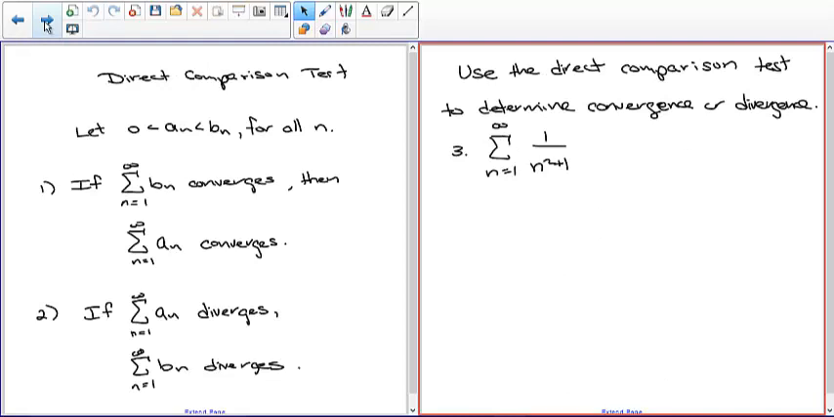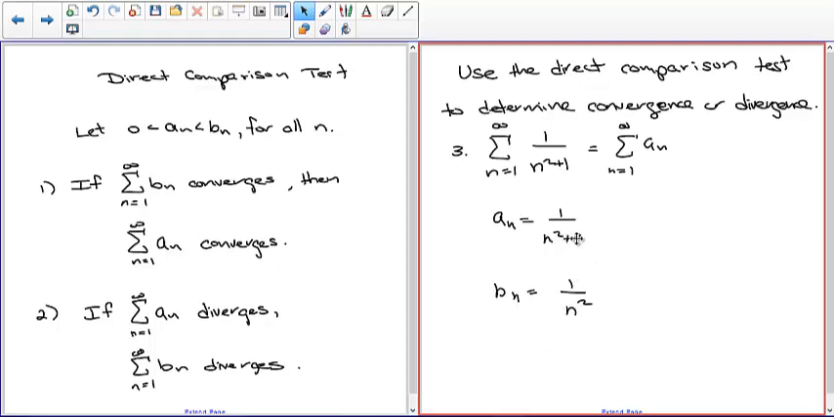So here is our first example. Use the direct comparison test to determine convergence or divergence. No, actually this is A sub n, sorry. So in this case A sub n is equal to 1 over n squared plus 1. So this is the summation from n equals 1 to infinity of A sub n. Now what we're going to do is choose b sub n to be 1 over n squared.